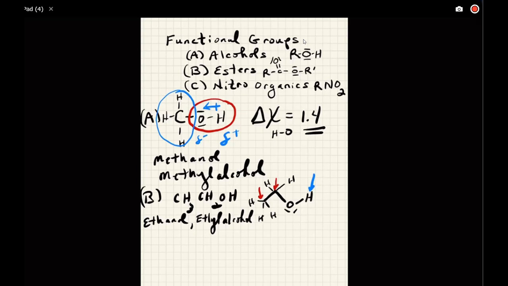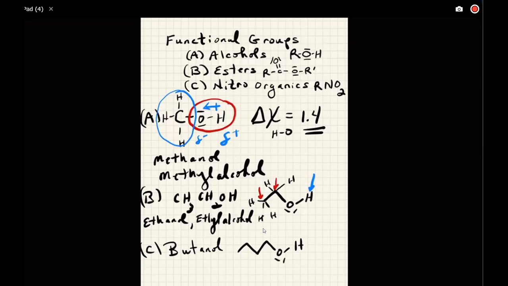Now, I'm going to skip propanol for a minute. And let's get to butanol. Because butanol, 1, 2, 3, 4, now I go OH. Four carbons, CH3, CH2, here's CH3 out here, here's CH2, CH2, CH2O, and again, the hydrogen is on the oxygen. This is butyl alcohol or butanol.